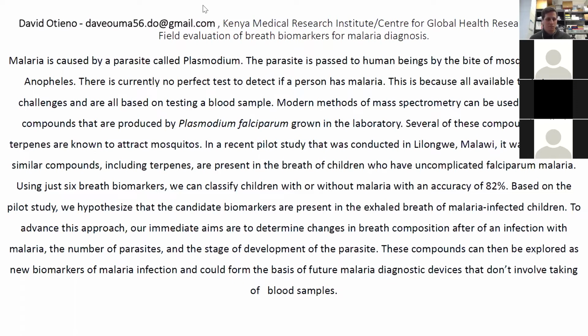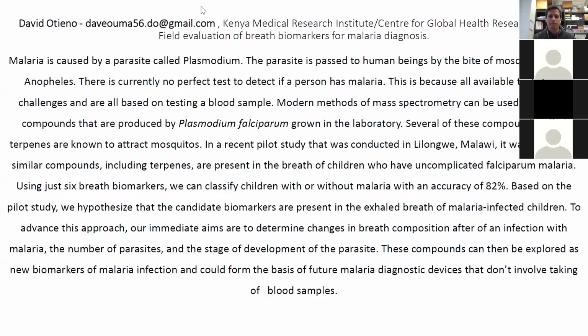Our short-term objectives are to determine the reproducible changes in breath composition in response to malaria infection, parasite loads, and parasite developmental stages. These investigations will be significant because they will greatly advance our fundamental understanding of malaria-specific volatile organic compounds. We will also determine whether the breath volatile organic compounds correlate with parasite numbers or life cycle.